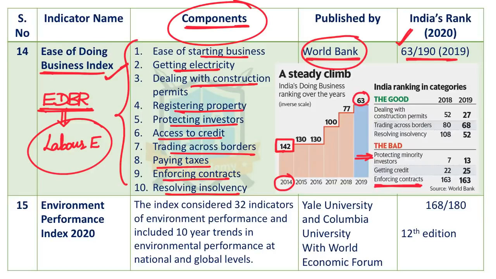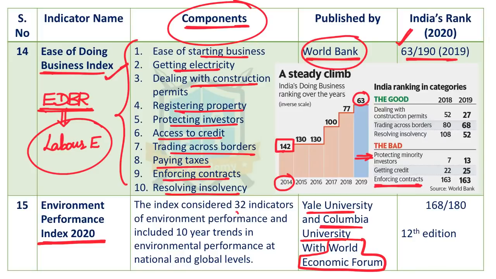The next important and the last indicator out of the international reports and indicators is the Environmental Performance Index 2020. Environmental Performance Index 2020 is released by the World Economic Forum but is calculated by Yale University and Columbia University. Important? World Economic Forum, Global Environment Performance Index. Similar index we have studied. What is that? Global Climate Risk Report. That is by an NGO called German Watch. Okay. Environmental Performance Index 2020.